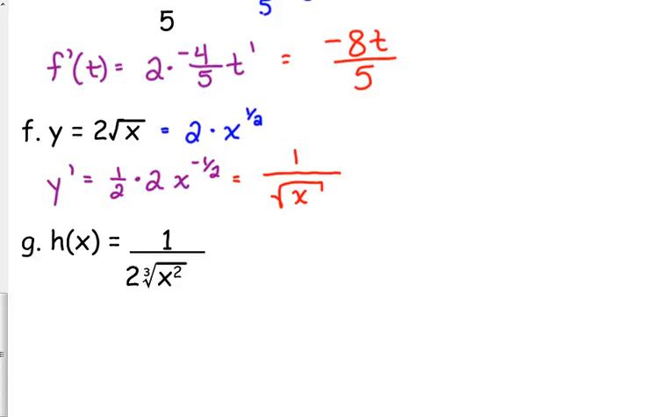Last example, h of x is equal to 1 over 2 times the cube root of x squared. We do need to rewrite this. Nothing about the 1 over 2 changes. The x was in the denominator, so we need to give it a negative exponent to move it to the numerator. And we put power over root, so that's the negative 2/3 power.